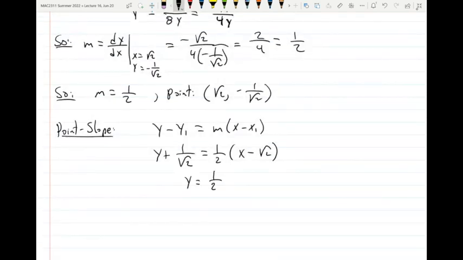So y is going to be 1/2 x minus square root of 2 over 2 minus 1 over the square root of 2. These two things are the same, right? If you rationalize this, you get square root of 2 over 2. So you're basically adding two things that are the same, but they're both negative. So it's twice this. So you get square root of 2 minus square root of 2 here. Okay?